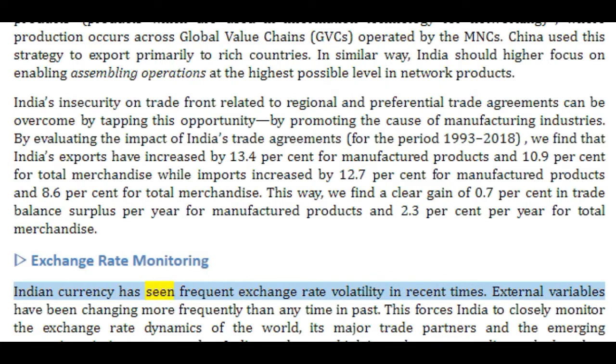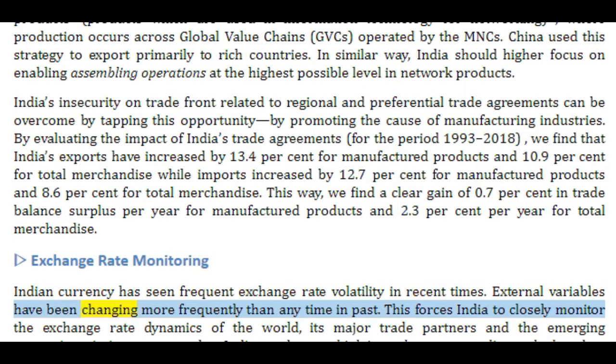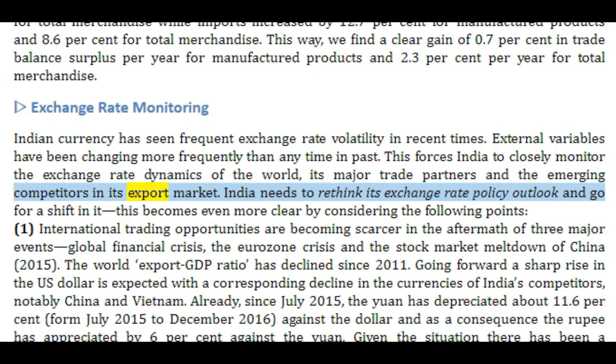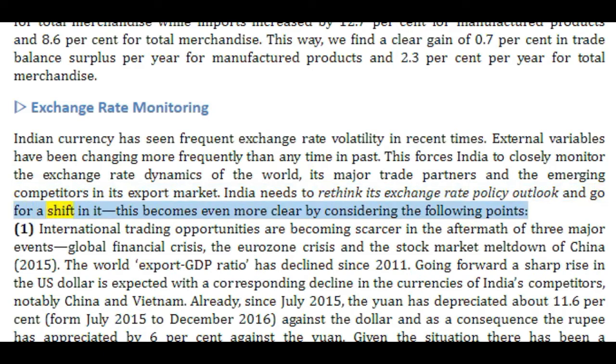Indian currency has seen frequent exchange rate volatility in recent times. External variables have been changing more frequently than any time in past. This forces India to closely monitor the exchange rate dynamics of the world, its major trade partners, and the emerging competitors in its export market. India needs to rethink its exchange rate policy outlook and go for a shift in it. This becomes even more clear by considering the following points.